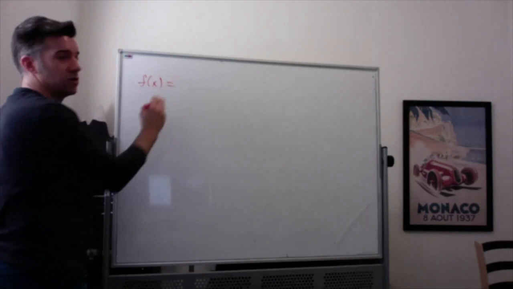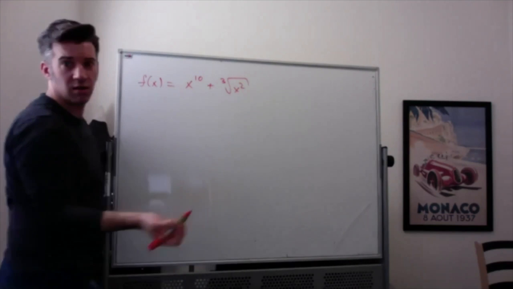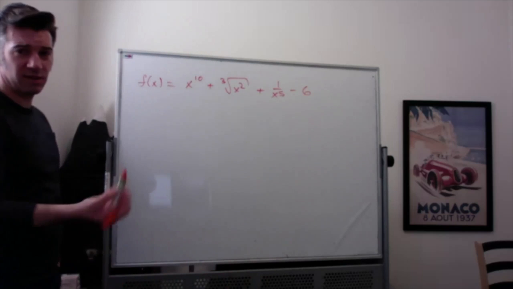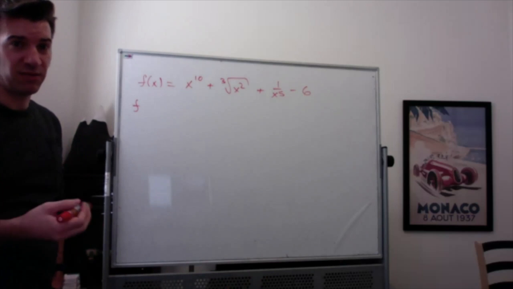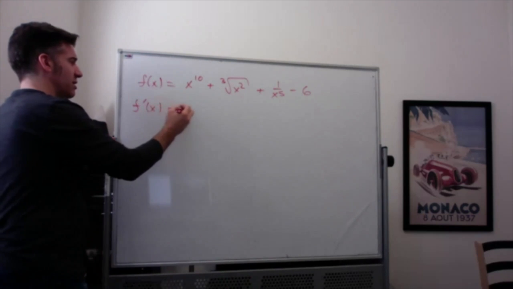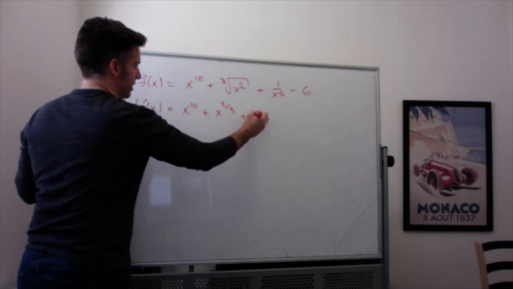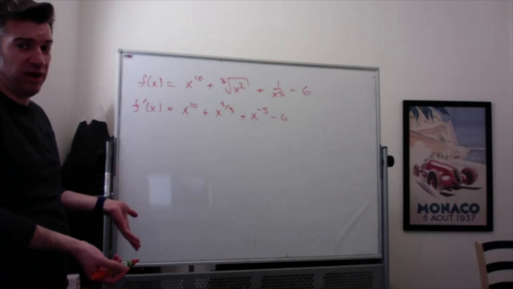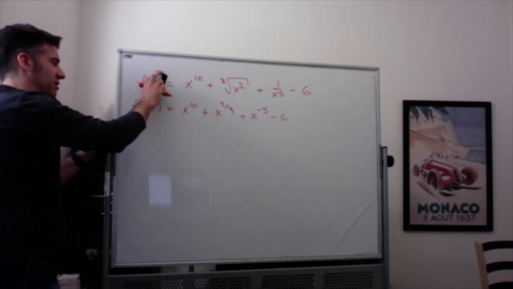F of x equals x to the 10th plus the cube root of x squared plus 1 over x to the 5th minus 6. And I'm taking the derivative. Before I take the derivative, if I'm going to simplify first, which I should, I don't want to write f prime of x equals x to the 10th plus x to the 2/3 plus x to the negative 5th minus 6. I know I'm eventually going to find the derivative, but I haven't found it yet. I've just rewritten the function. So I shouldn't write the derivative until I'm actually finding the derivative.